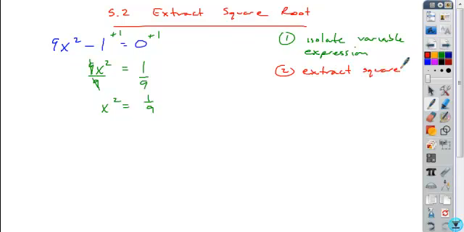When you extract a square root, it just means that you take the square root of both sides of your equation, and that's going to solve the problem. The one thing you need to understand if you do extract the square root is you need to take into account both the positive and negative root.